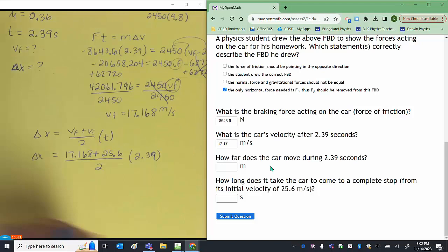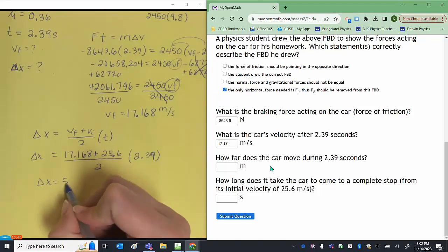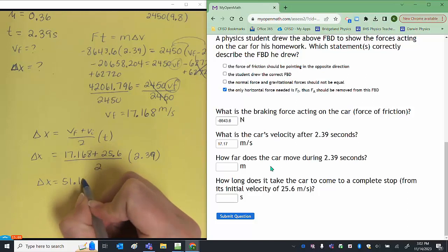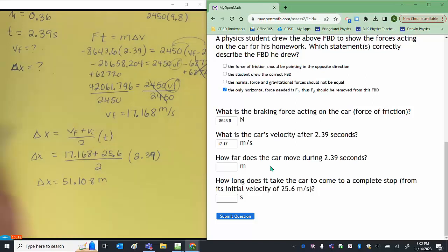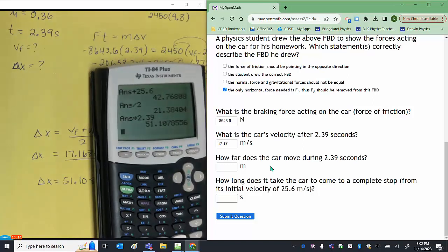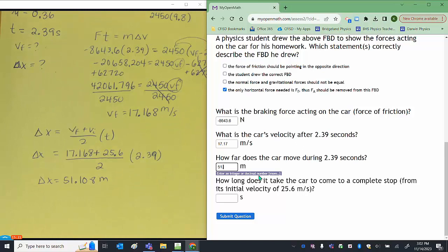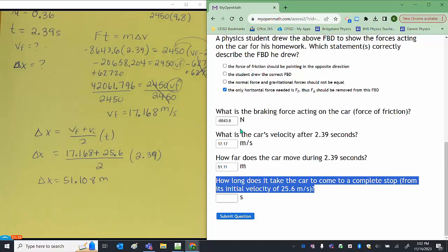And we get a displacement of 51.108 meters. And again, I'm rounding when I'm writing it down. I have a lot more digits on my calculator screen for all of these numbers, but this is sufficient for me to type it in here. And so I'm going to type in 51.11 to round.